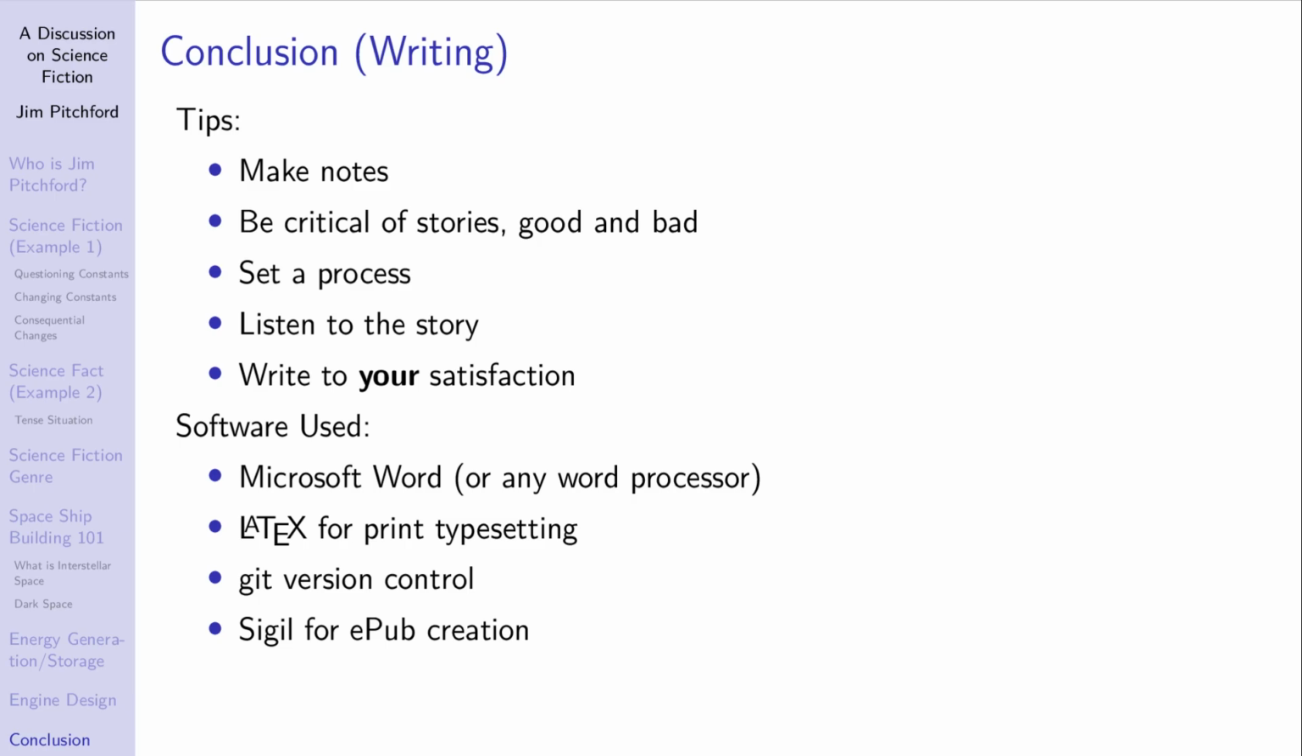Do that because if you understand why, when reading a story, I don't like this. Okay, why don't you like it? This is why I don't like it. Good. Now you can avoid doing that in your own story. Versus, I like this story. Great. Why do you like it? This is why I like it. Good. Now see if you can apply that in writing your own story.